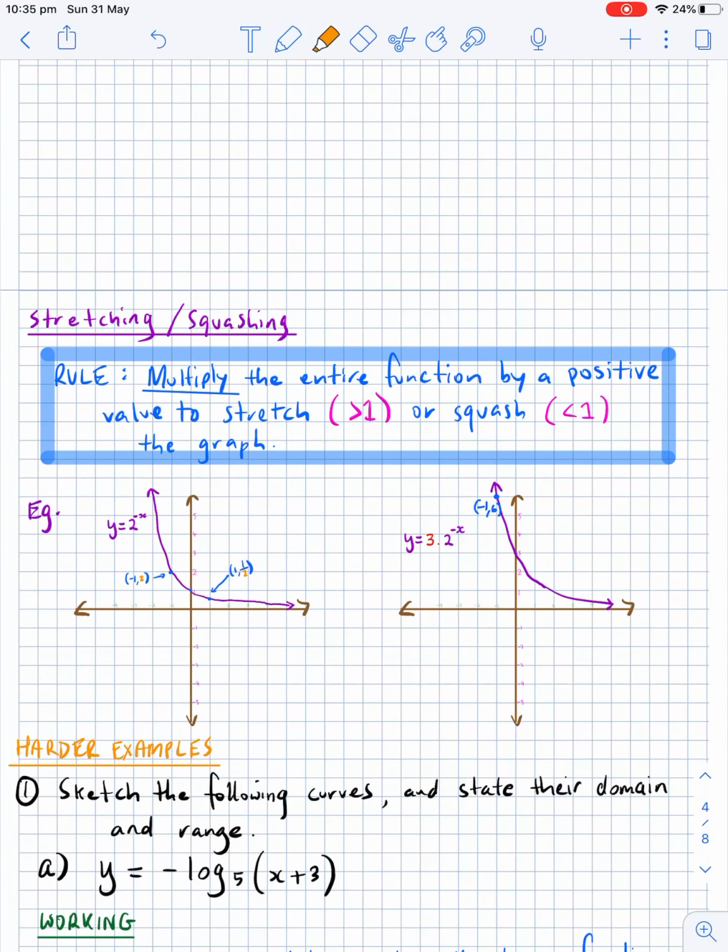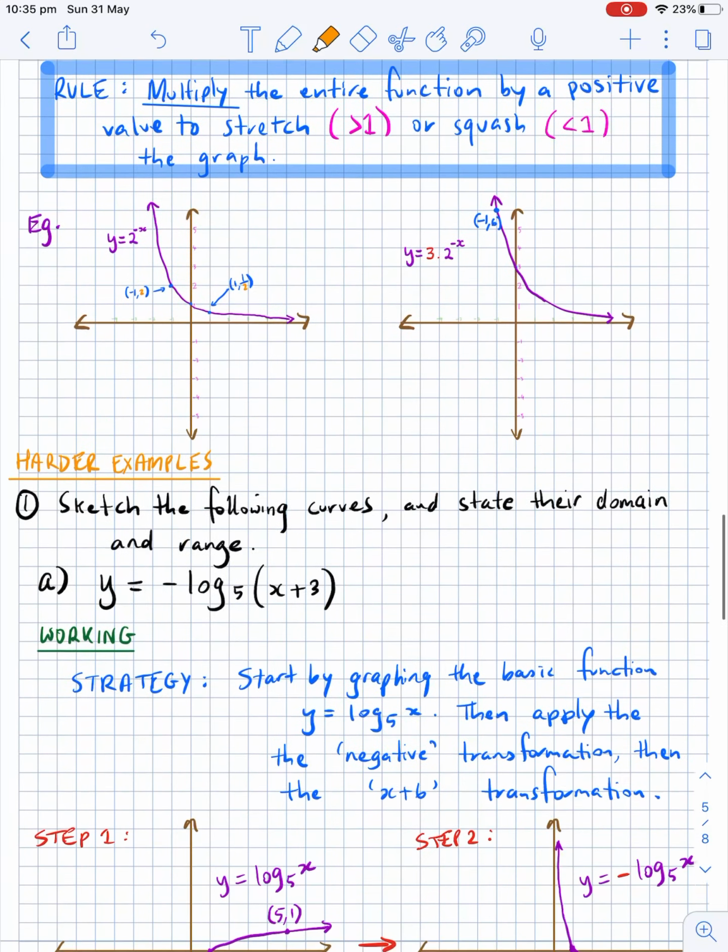So you can just see that all the points along your line are literally going to get multiplied by 3. They're going to stretch right up. So it's going to go up a lot quicker because everything's being multiplied by 3. Notice that the x values do not change.